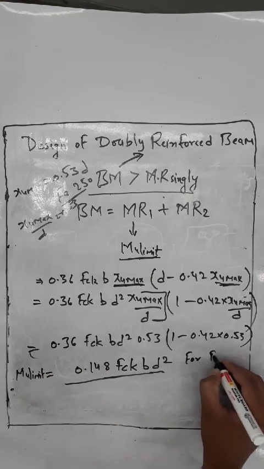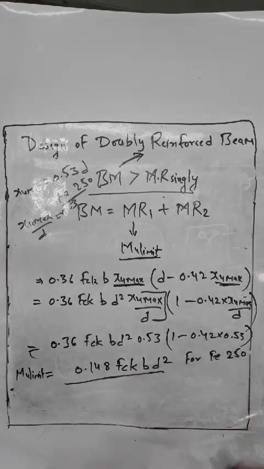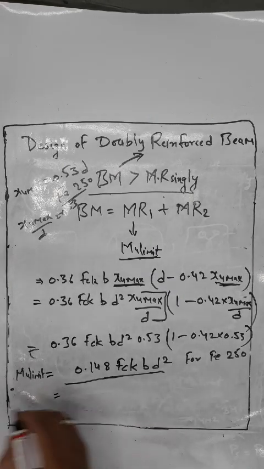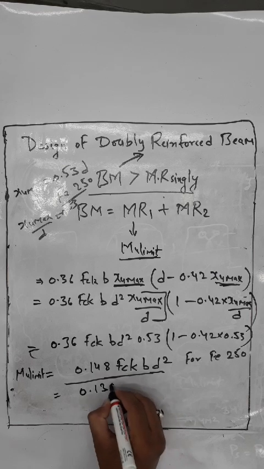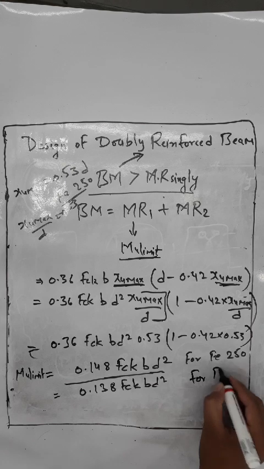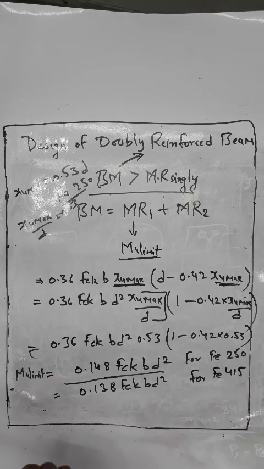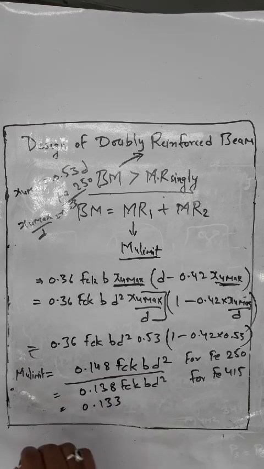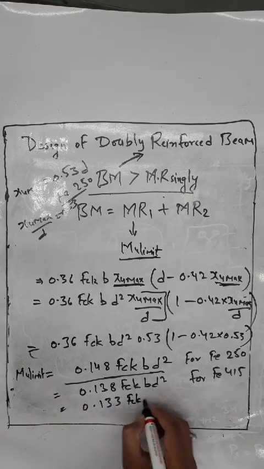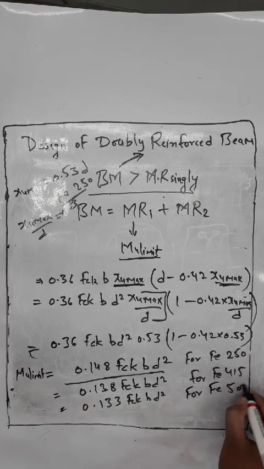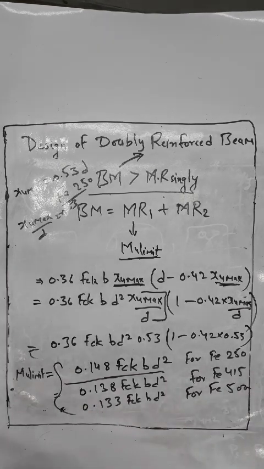for Fe 250. Same we have found for 415. For 415, 0.138 FCK BD square for Fe 415 and 0.133 FCK BD square for Fe 500. So these are the three formulas which we use for solving the mu limit.